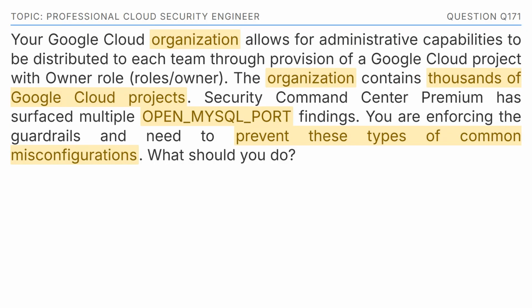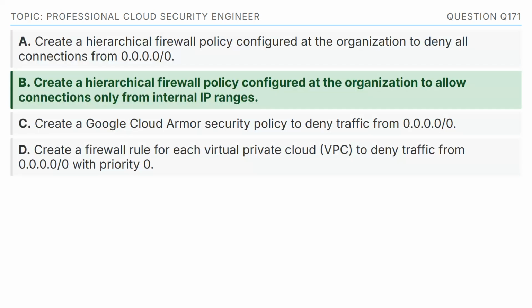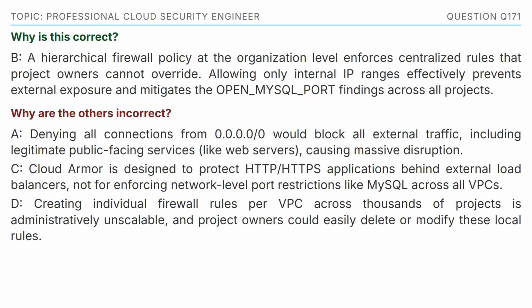To arrive at the correct answer, we focus on the keywords: organization, thousands of Google Cloud projects, open_mysql_port, prevent these types of common misconfigurations. Correct answer is option B. Create a hierarchical firewall policy configured at the organization to allow connections only from internal IP ranges. Why is this correct? B. A hierarchical firewall policy at the organization level enforces centralized rules that project owners cannot override. Allowing only internal IP ranges effectively prevents external exposure and mitigates the open_mysql_port findings across all projects.